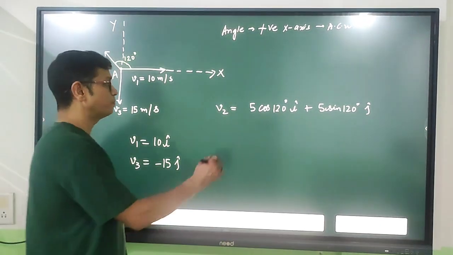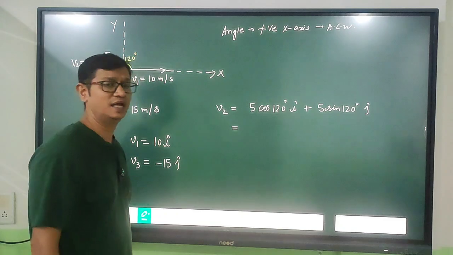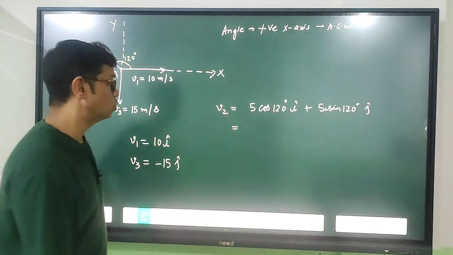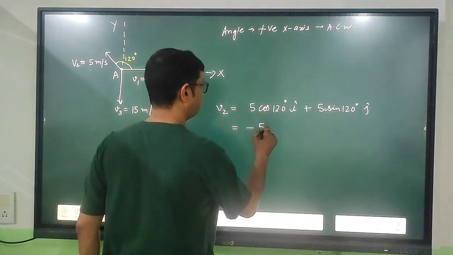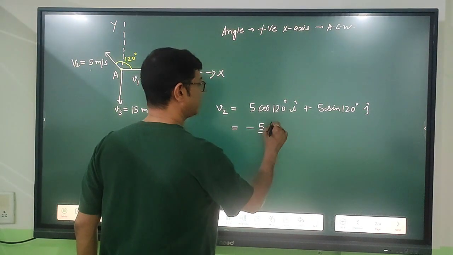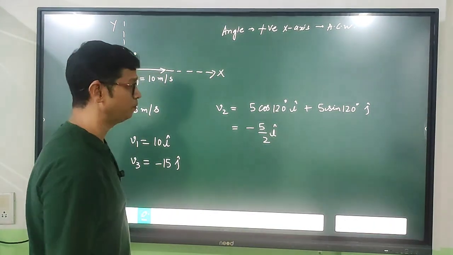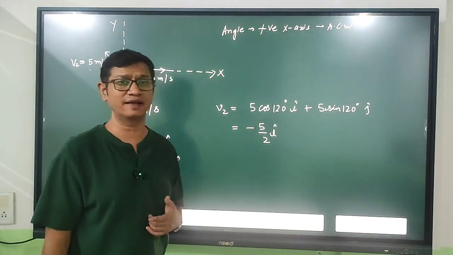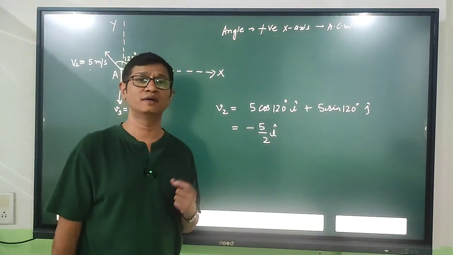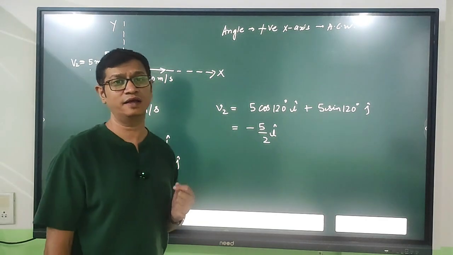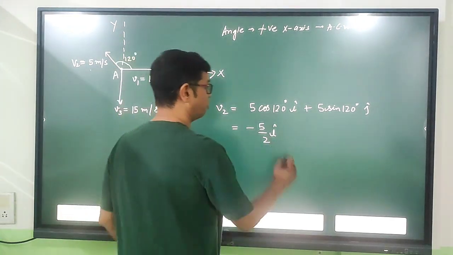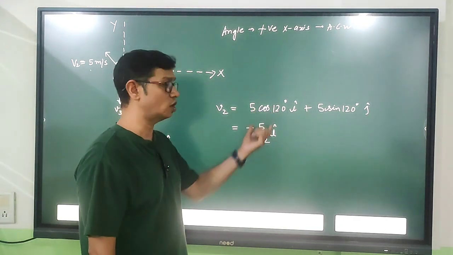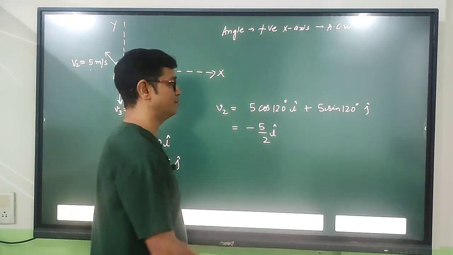Let's say in this case, if we put the values, cos 120, my dear friend, is minus 1 by 2. So this is minus 5 by 2 i cap. Cos 120 is minus 1 by 2. If you do not know value of cos 120 or whatever trigonometric ratio of higher angles, then you can watch my video on basic trigonometry needed for grade 11. For now, you can just understand or take it as a fact that cos 120 is minus 1 by 2.